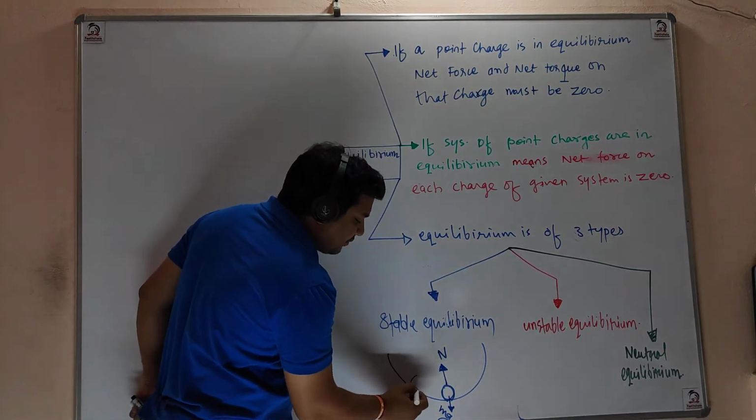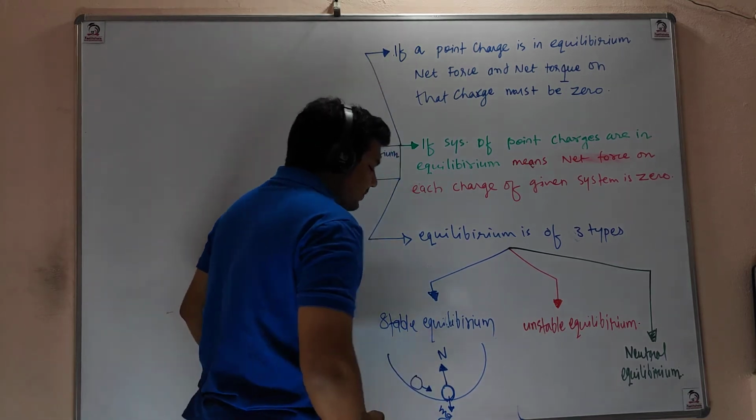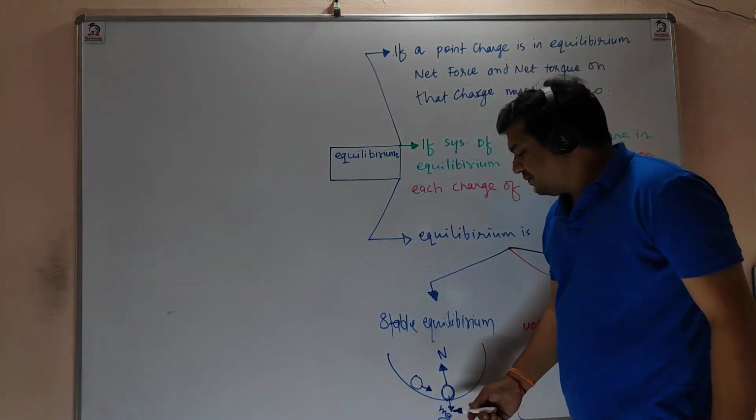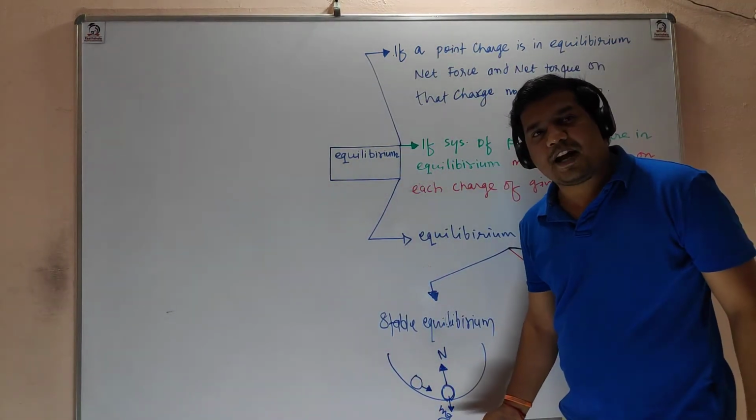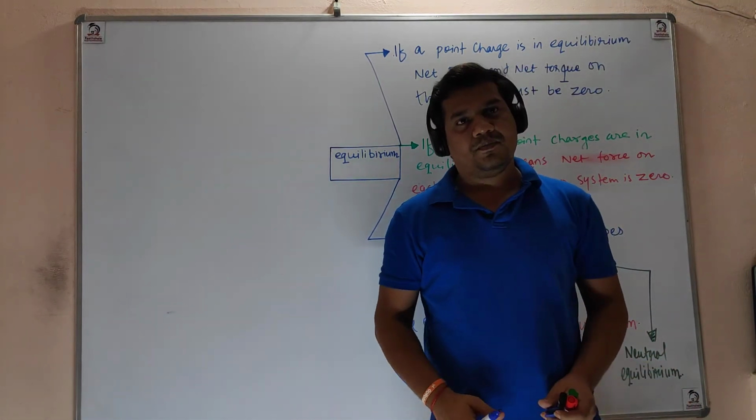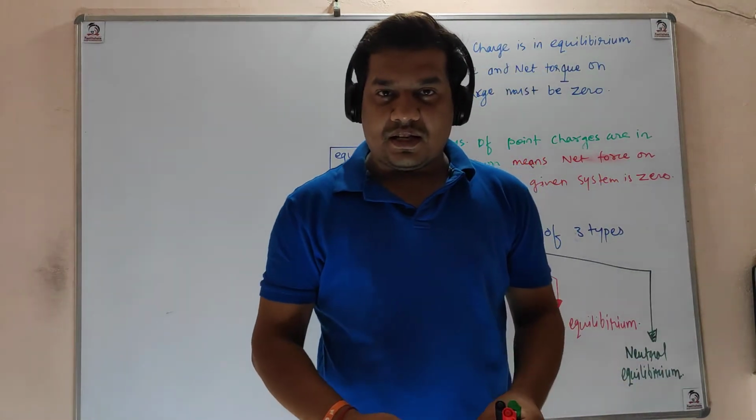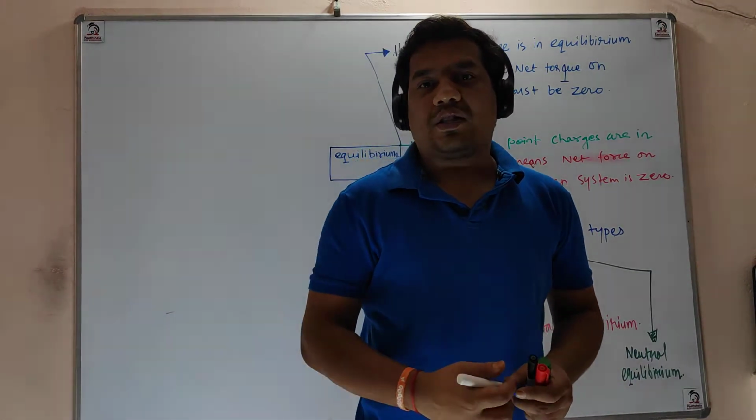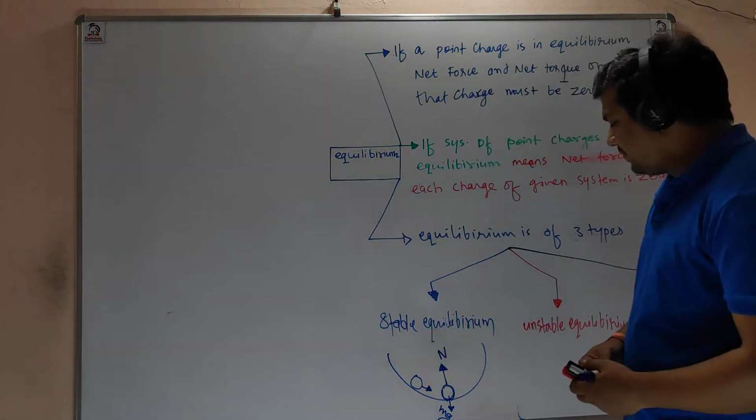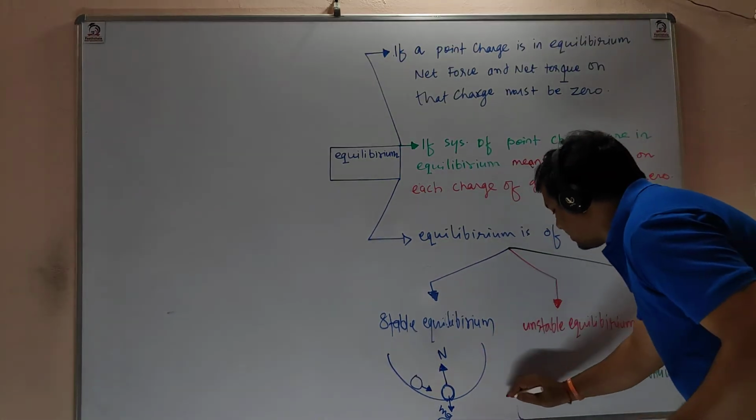Suppose you displace this sphere here. It will try to come back to the equilibrium position. So in stable equilibrium, net force is zero, and when you displace the particle from its equilibrium position, it will try to come back to its initial position. When a particle tries to come back to its equilibrium position, the system or that particular particle is said to be in stable equilibrium.